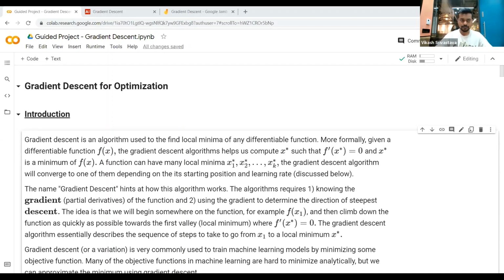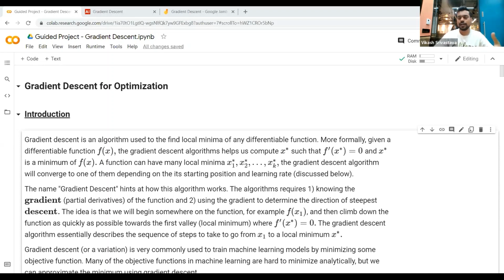Okay, so let me start with the basic definition of gradient descent, and I'll try to tell you how we can use gradient descent to solve a very important problem. Gradient descent is an algorithm which is used to find the local minima of any differentiable function. Okay, so this is really important.